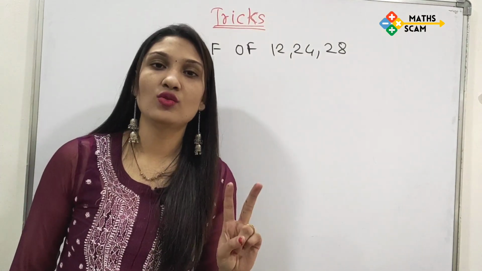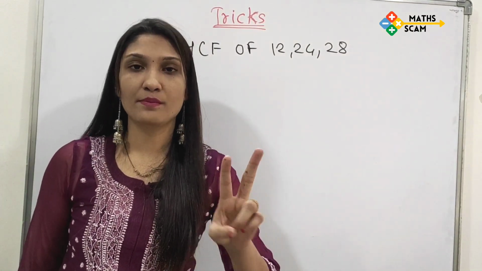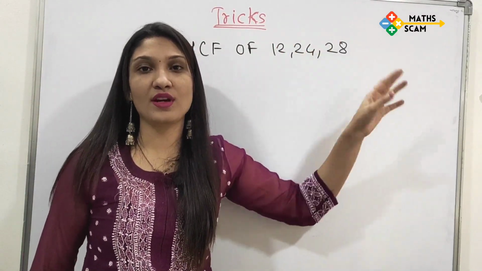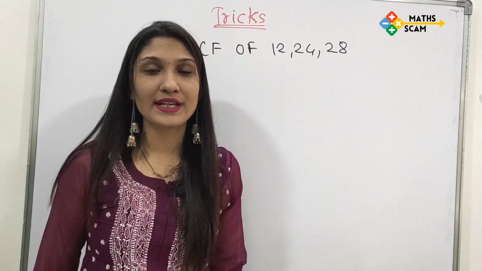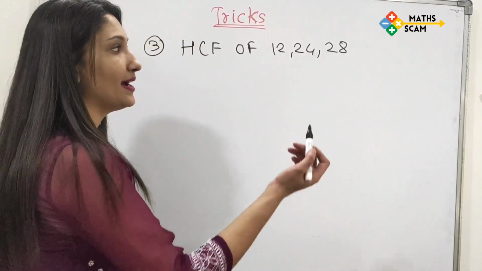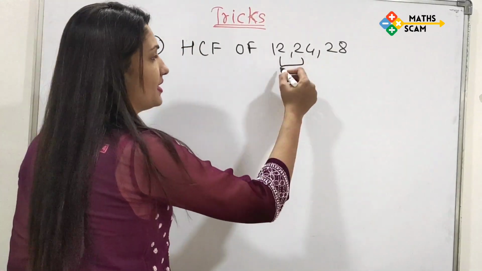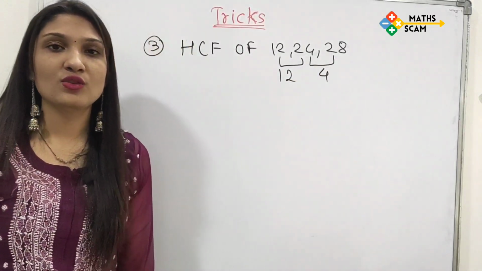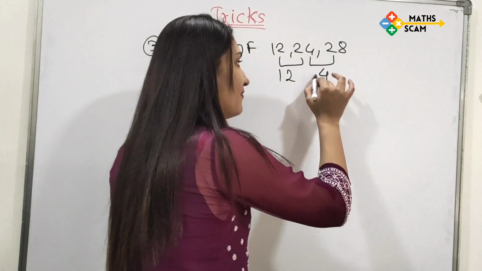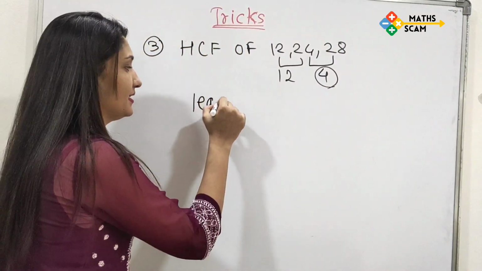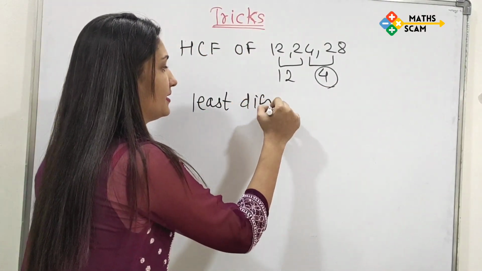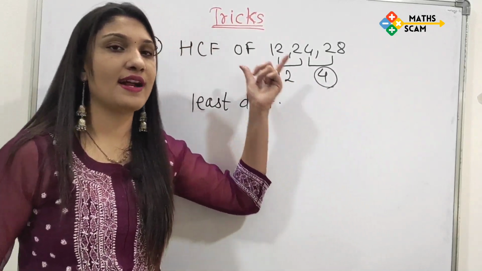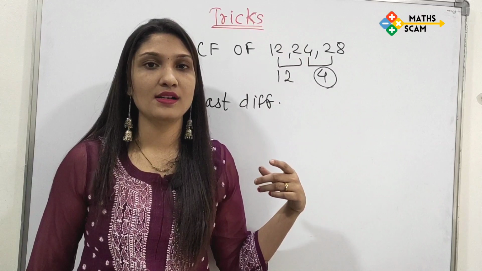Now we have seen two tricks which are for two numbers. But what if 3 numbers, 4 numbers, 5 numbers come? Then what we'll need to do here is find difference. So find difference. 12, 24 is 12. 24, 28 is 4. We need to select least difference. Always select least difference. So least difference is 4.